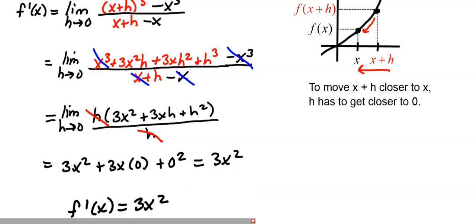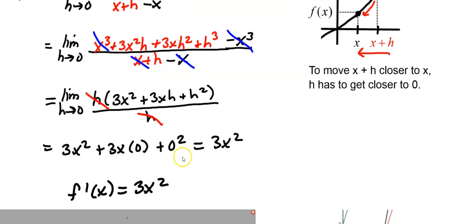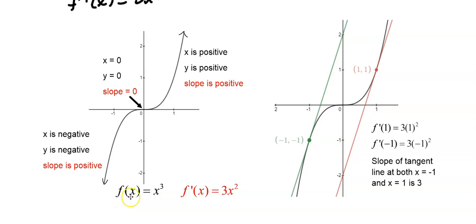So that means the derivative function for y, or for f of x equals x cubed, is f prime of x equals 3x squared. So let's look at that graphically and see what happens graphically. So I've graphed the cubic function f of x equals x cubed.